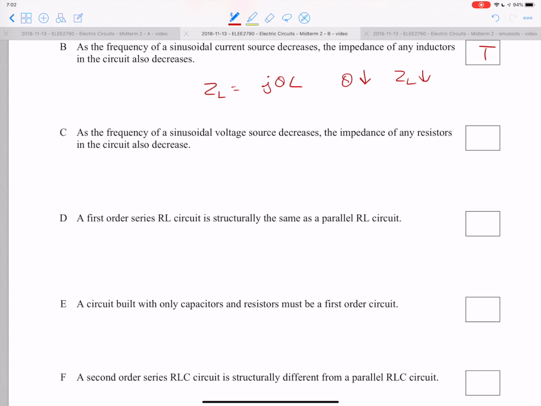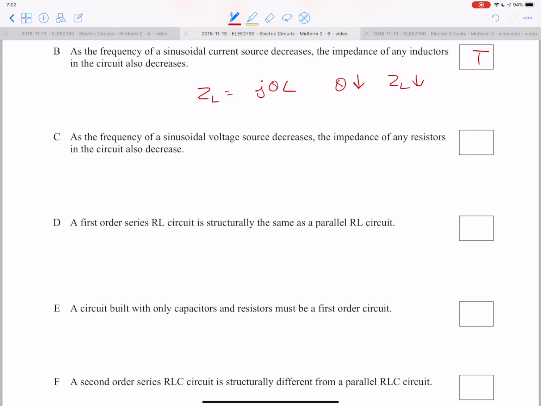Part C. As the frequency of a sinusoidal voltage source decreases, the impedance of any resistors in the circuit also decreases. The impedance of a resistor is just equal to R, the actual resistance of the resistor. Impedance is real for a resistor, and in this case, the impedance is not a function of theta, so this is theta independent. So this statement is false because the sinusoidal voltage source frequency changing does not change the impedance in any way, shape, or form.